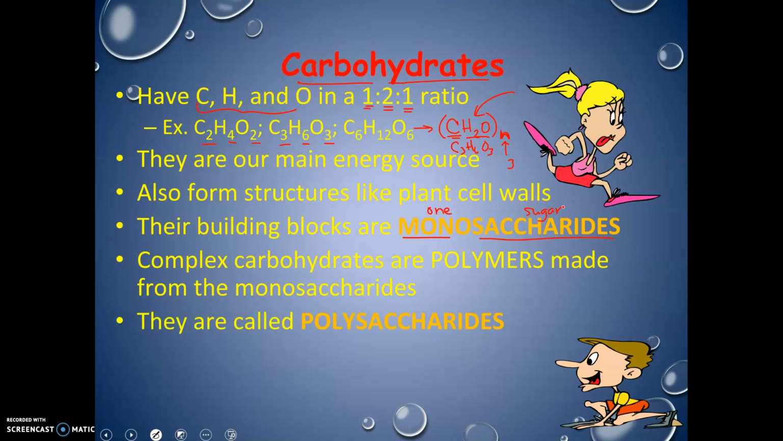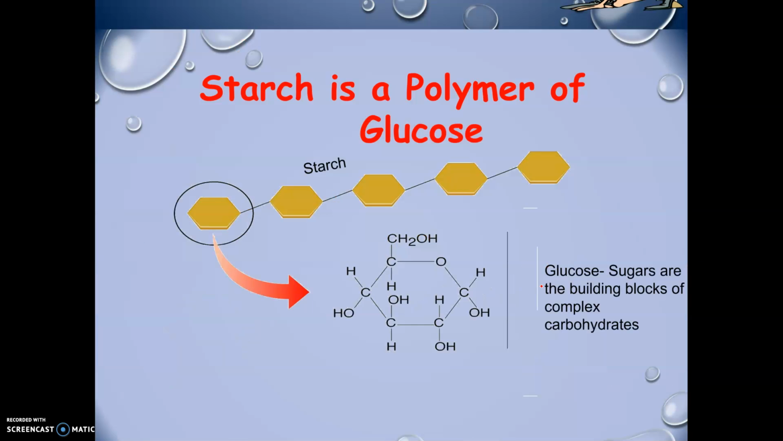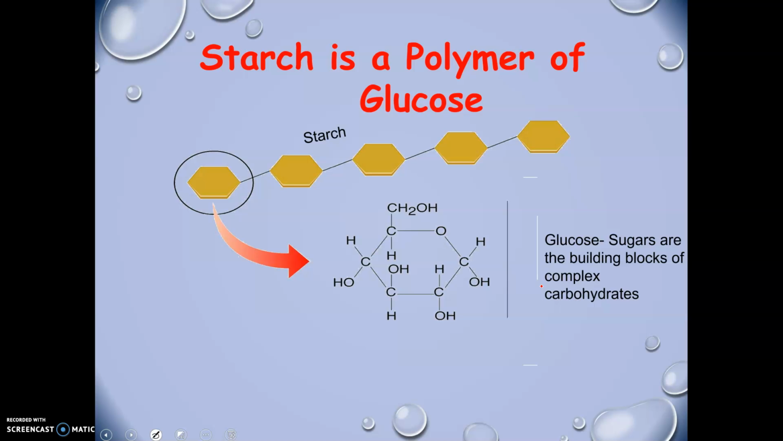In fact, they are called polysaccharides, for many sugars. An example of a polysaccharide, which we're going to cover in a second, would be starch. An example of a monosaccharide, and again, we're going to talk about this on the next slide, would be glucose. So if we take a look, here's an example. This is one glucose molecule. So this is a monosaccharide, a simple sugar.